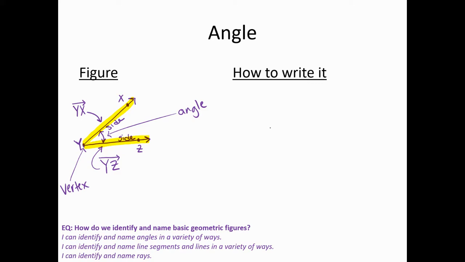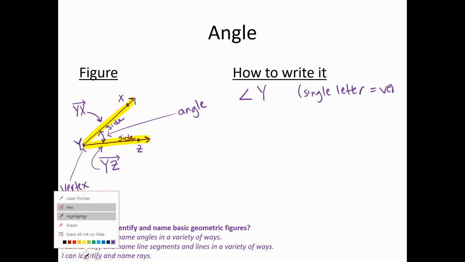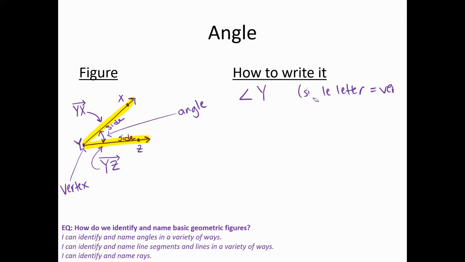So how do we write it? There are multiple ways to write or name an angle. So the first way I'm going to say is with the vertex. With a single letter, we can say this is angle Y. When we use a single letter, it must be the vertex. And I ran out of room there. Okay, so if we use a single letter, it must be the vertex.